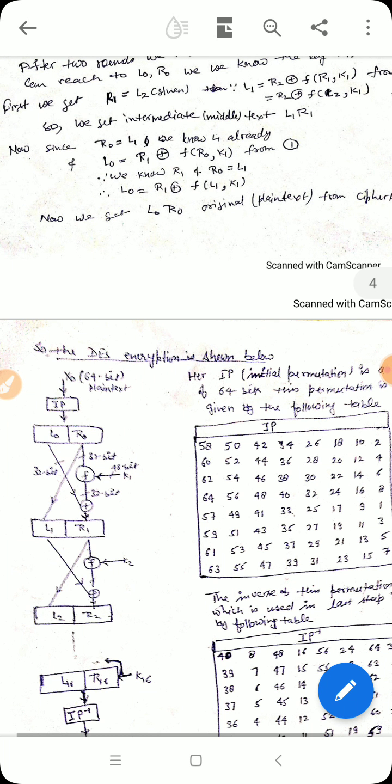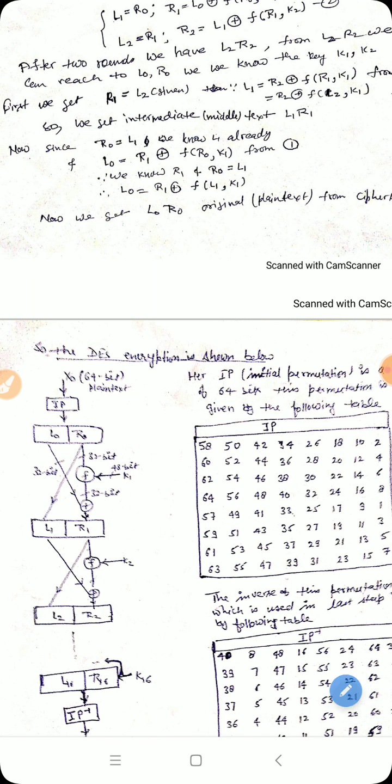So this is about the Feistel structures. These Feistel structures are the component of the DES ciphers. So now I stop here. I will continue the DES ciphers in the next lecture.